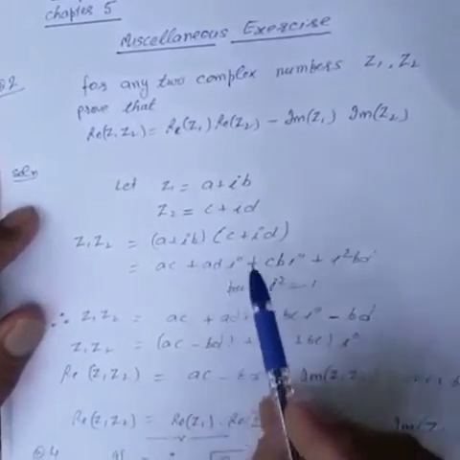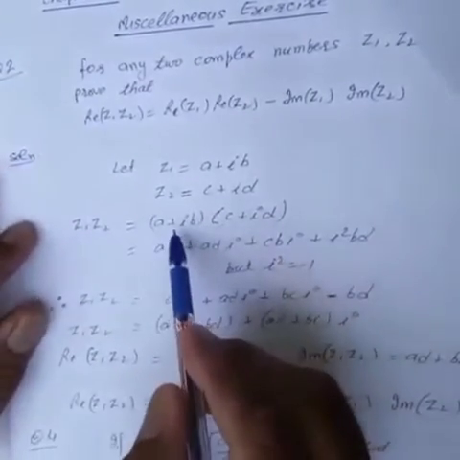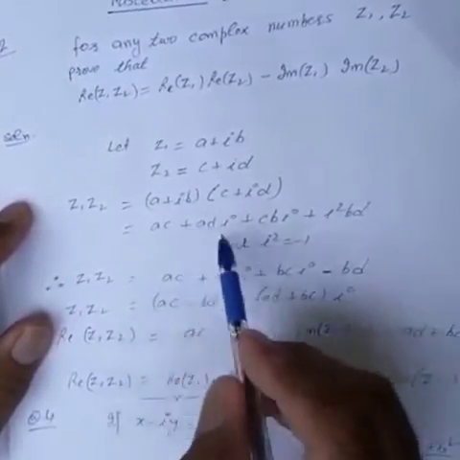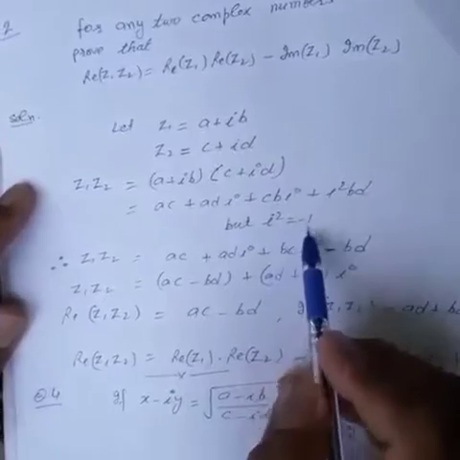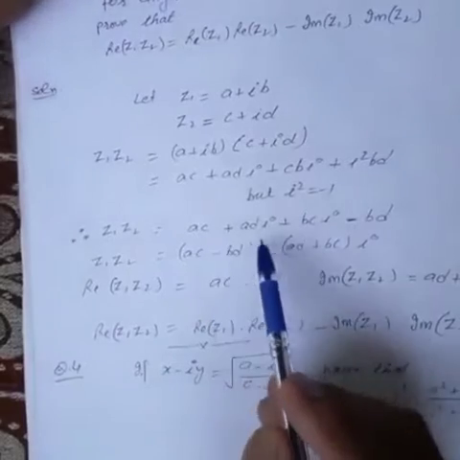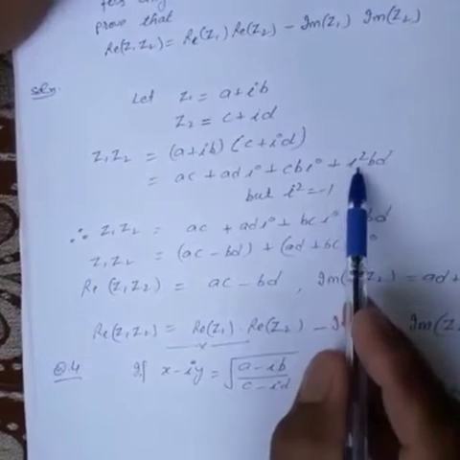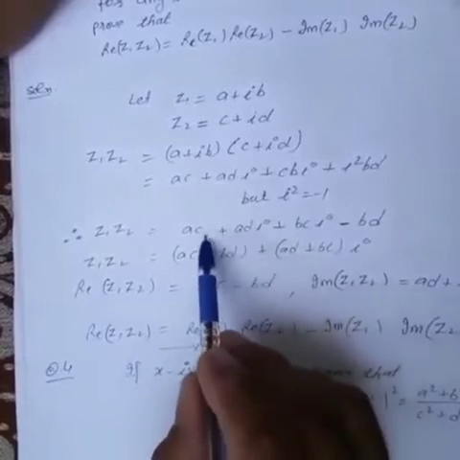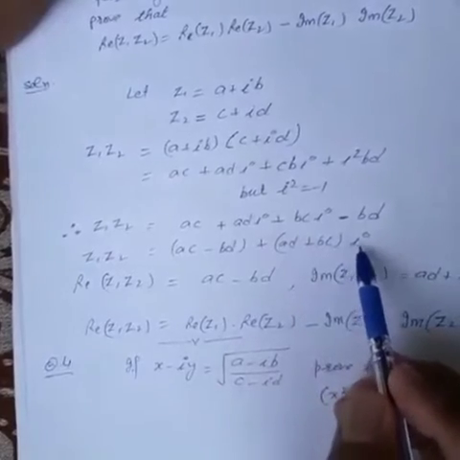Now you have to simplify z1 into z2. You multiply these two. Wherever we have higher powers of iota, we have to substitute the values. So iota square is -1, we know. So for z1 z2, you'll have AC plus AD into iota plus BC into iota minus BD after substituting the value of iota square. Now z1 z2 can be written by separating real and imaginary parts: AC minus BD plus (AD plus BC) into iota.